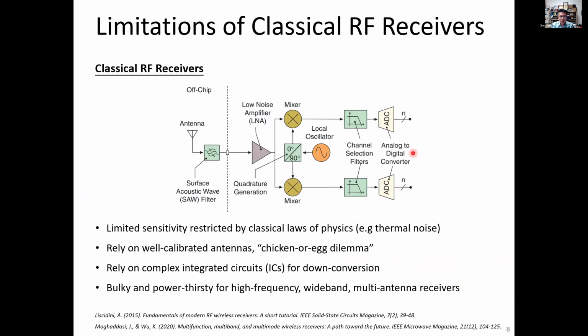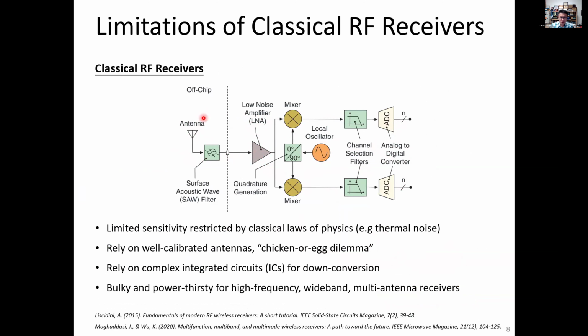And why do we need to look into this? If we look at this diagram, this is the very classical radio frequency receiver. With these antennas here, the signal goes through some filter, and then the LNA, the low noise amplifier. Then the local oscillator comes in, then we have the mixer, and after that it goes to the analog to digital converter.